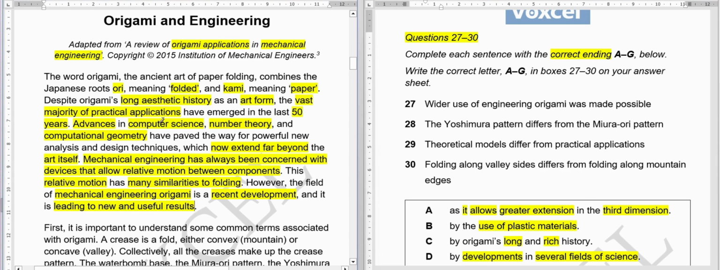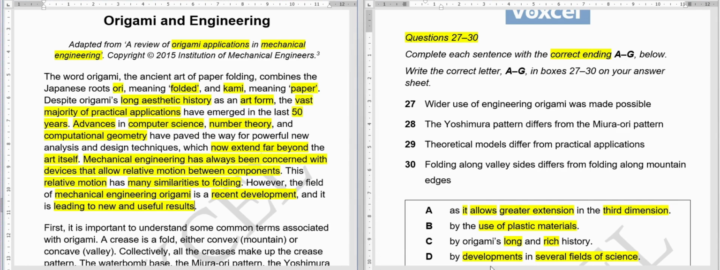Okay, so what is given in the paragraph? In this paragraph we are told about the origin of origami, what the word means, what it was in the past, what it is nowadays, and what the recent developments are. So these kinds of things are given in this paragraph. Now we will read the 27th question and see if any answer is here or not.